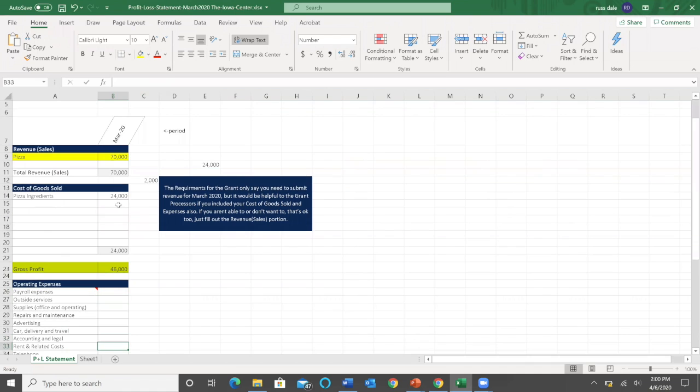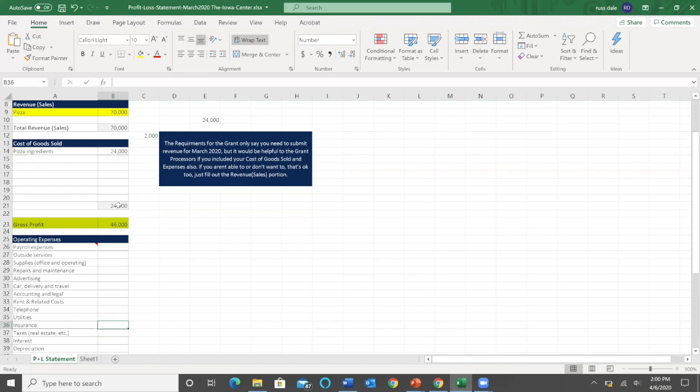So now let's go to my regular operating expenses. Again, this will be different for every single type of business, but let's just pretend I pay all my workers in total $20,000 for the month. Outside services, I don't have any of that. Supplies, I got TP, napkins, other random office supplies, so $2,000 for that. Repairs and maintenance, let's say that one of my ovens went down, so I had to pay $3,000 for someone to fix it. Advertising, Facebook ads are expensive.